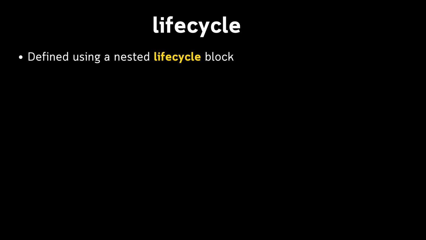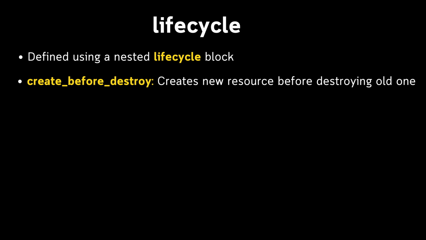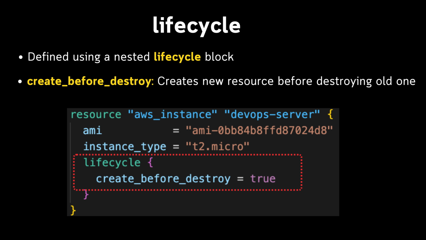Let's go through them. First, we have create_before_destroy. When you set the value to true, it ensures that the new resource gets created before the old one is destroyed whenever you do any sort of update. This is useful for maintaining service availability during updates. In this example, if you need to update the AWS instance in any way that would require replacement, Terraform is going to create the new instance before it destroys the old one.